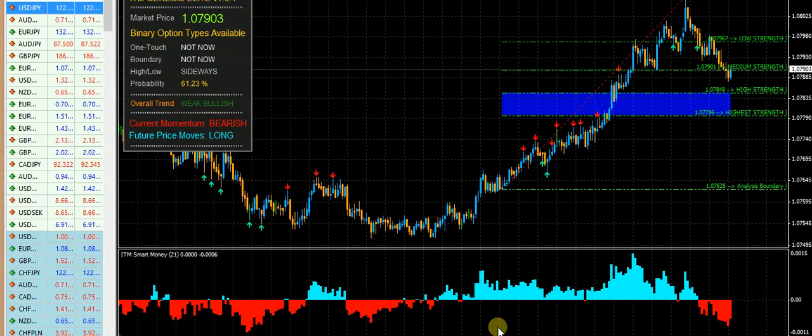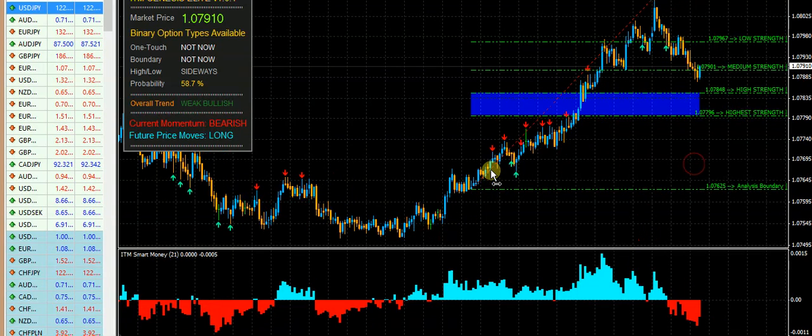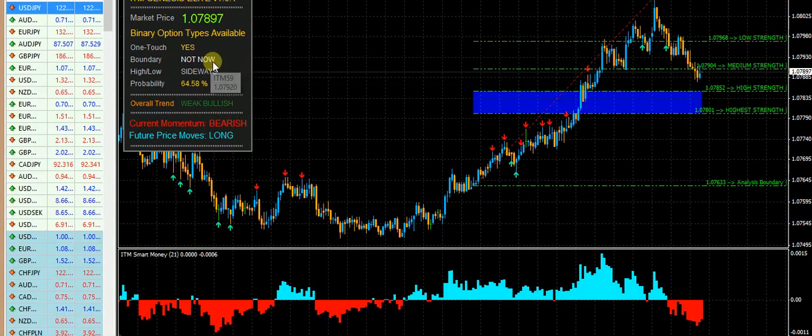So this is how you take advantage of this indicator and trade binary options without even any knowledge of the markets or reading the trends or whatever. Just looking at this panel here that shows you the boundary, if the boundary is available. At the moment there are no boundary option opportunities, so we'll probably call it quits for today.